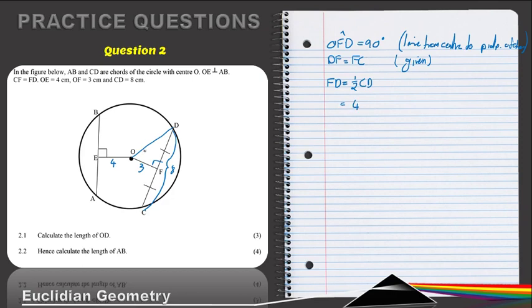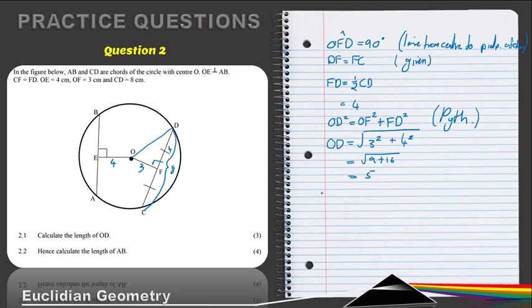And then we can use Pythagoras, so OD squared is equal to 3 squared, or OF squared, plus FD squared, and the reason is Pythagoras. So if we substitute in our values, we've got OD is equal to the square root of 3 squared plus 4 squared. And that's equal to 9 plus 16, which is 25, so this is then equal to 5.